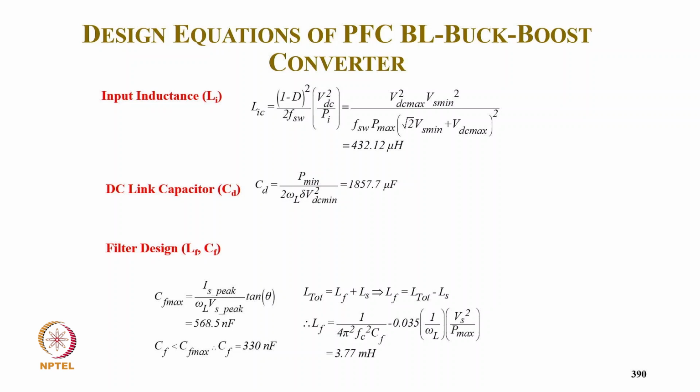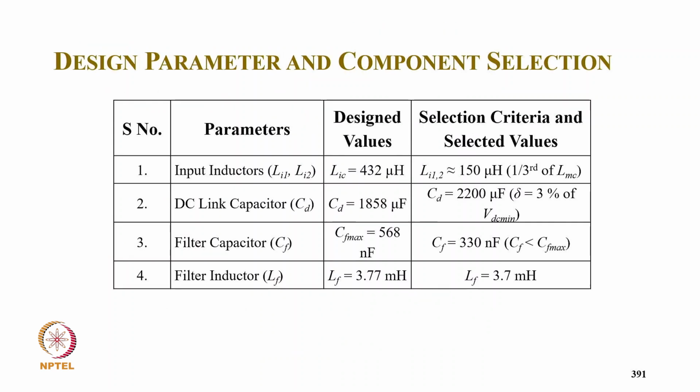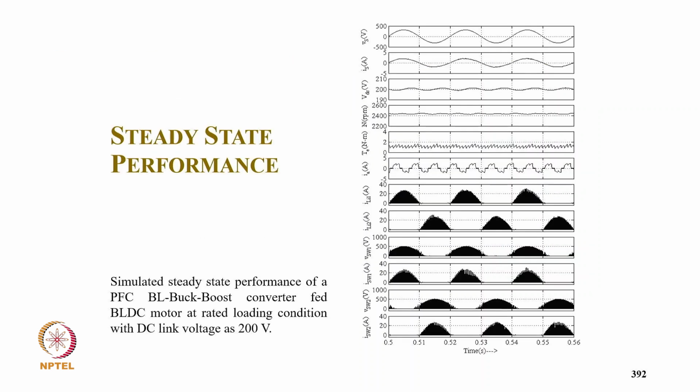The DC link capacitor remains the same at 57.7 microfarad. The EMI filter is also the same, CF equal to 330 nanofarad and LF equal to 3.77 millihenry. And of course, we select approximately 1/3 value of the input inductor for both the positive half cycle converter and the negative half cycle converter, that is 150 microhenry, with the remaining parameter values similar to that.